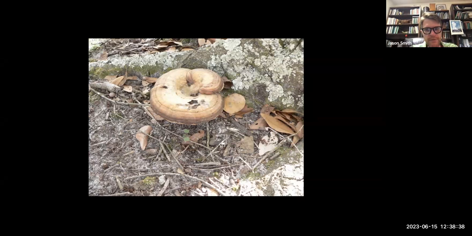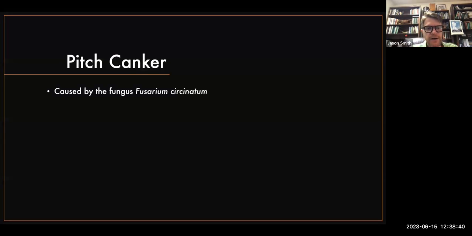So there's Ganoderma curtisii. Okay, so let's talk about pitch canker. Pitch canker occurs on pine trees. This is a very, very common issue on pines. One of our most common diseases, I would say in the urban landscape, this is probably the most common disease issue on pines. If you're going to see a problem affecting pines, it's going to be pitch canker most likely. It's caused by the fungus Fusarium circinatum.